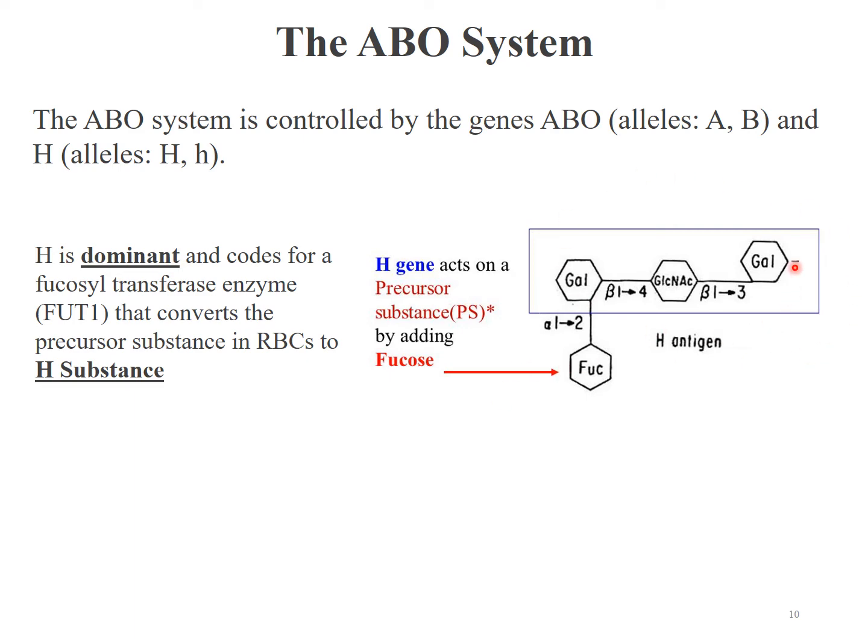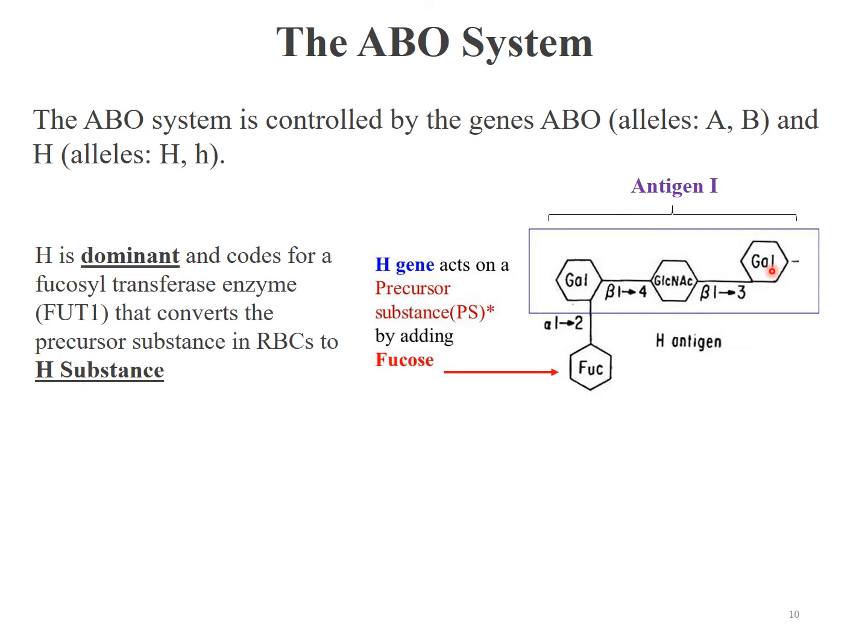So it's only possible with this H antigen that we can make blood type A and blood type B by adding extra sugar units. For your information, this precursor substance is also known as antigen I. So first of all, we will need antigen I to make antigen H, and then it's from antigen H we can make blood type A and blood type B.